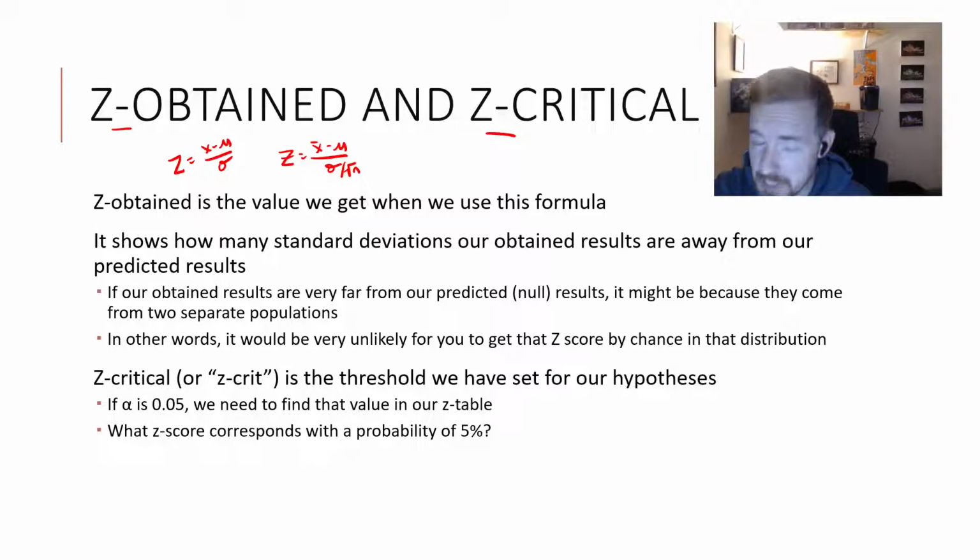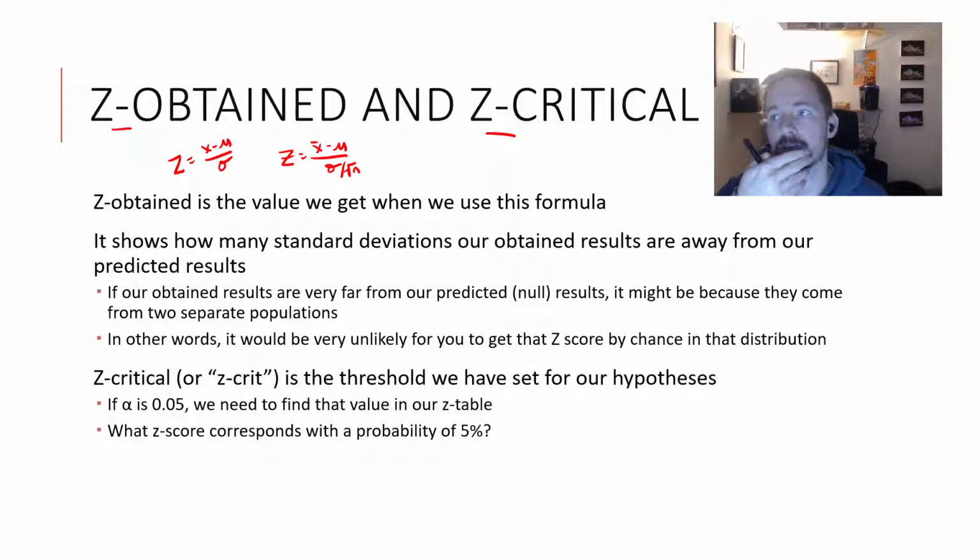In other words, what this means, if I try to break this down into plain English, and even if I try to break it down in plain English, it's still kind of complicated. But what this means is that if your z obtained is really, really far away from your z critical, then that means that your z obtained comes from a score that is very, very unlikely. So unlikely that it could be that this z obtained represents a separate population. When would we find this?